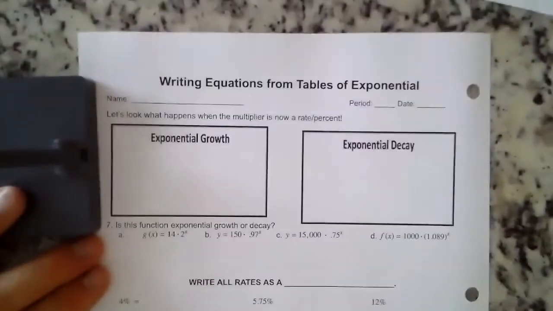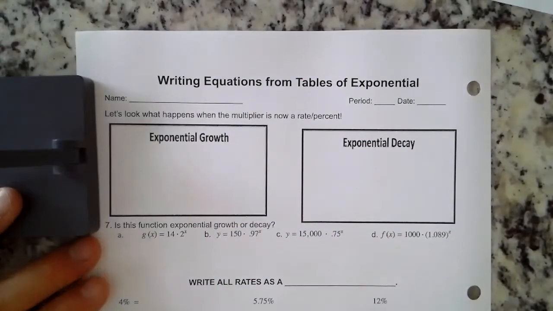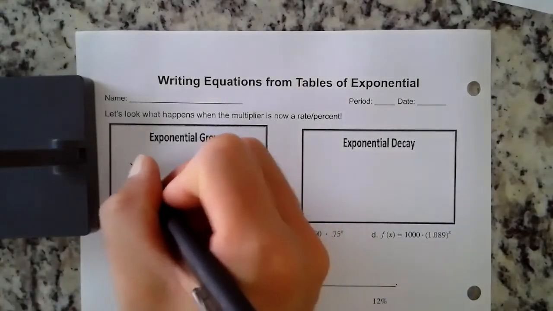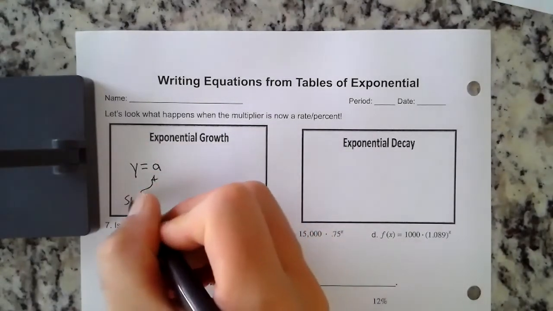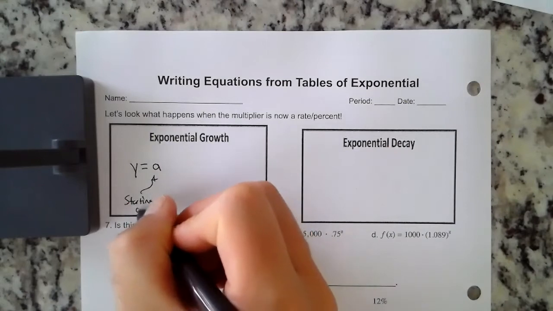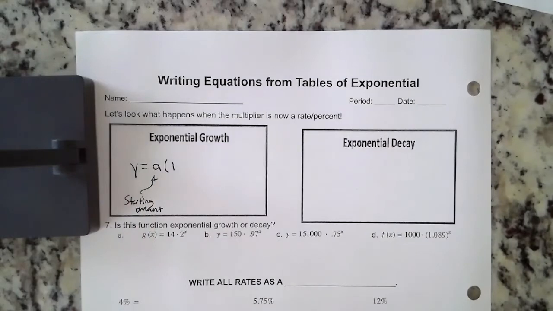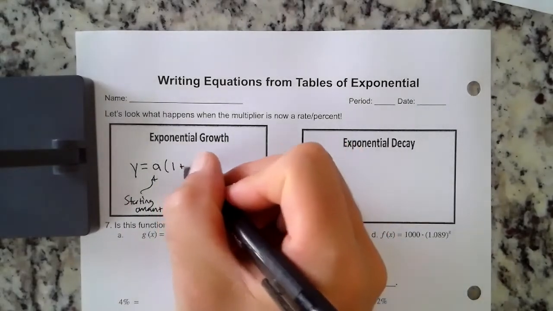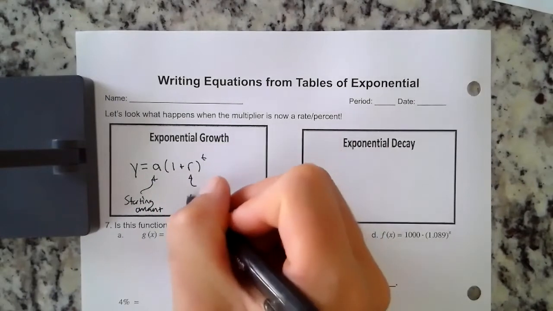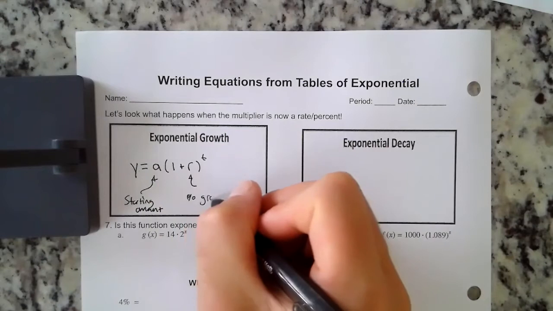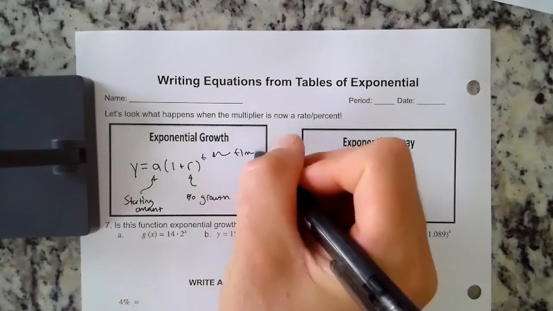So with these, you're going to see that you're given a rate or a percent rather than a multiplier. So when we have this, our equation is very similar to what we saw on the other side, where we have A, which is our starting amount. But now for what used to be the multiplier, we're going to have 1, I'll explain what that 1 means in a sec, plus R to the power of T. Well, R is percent growth, and T is just time.